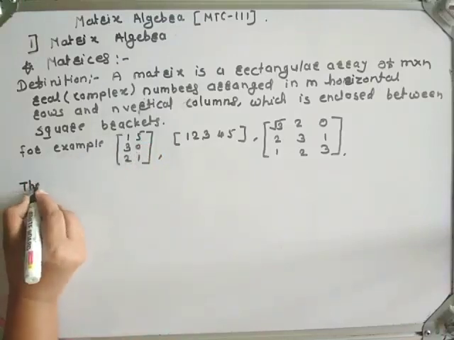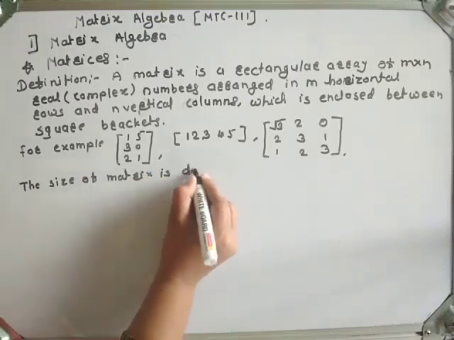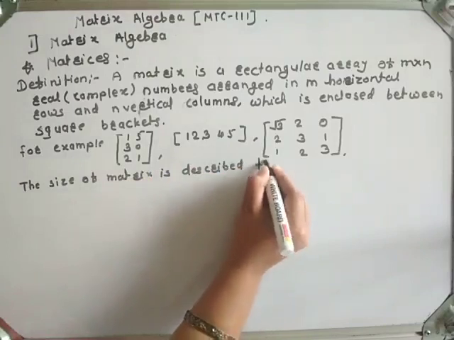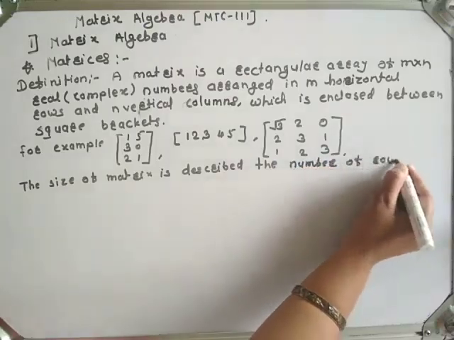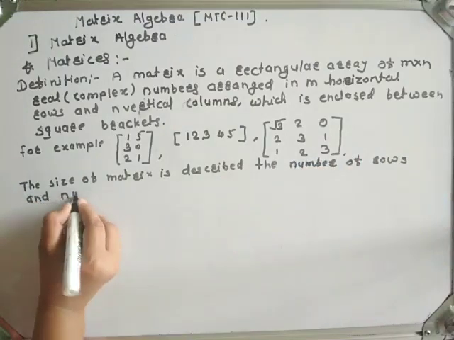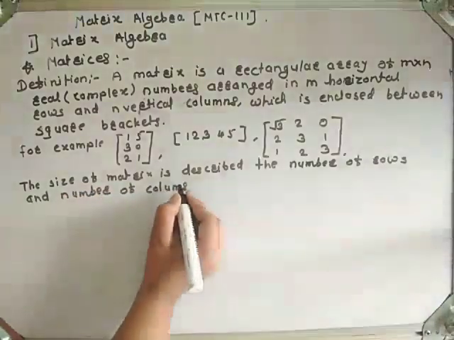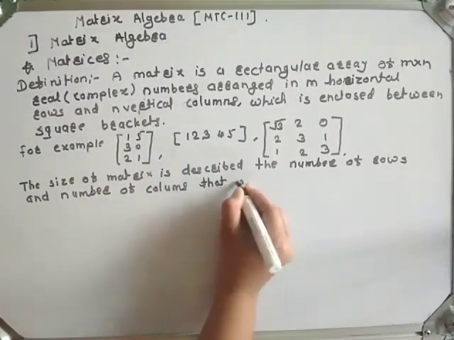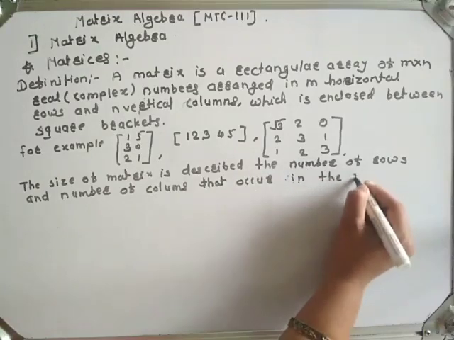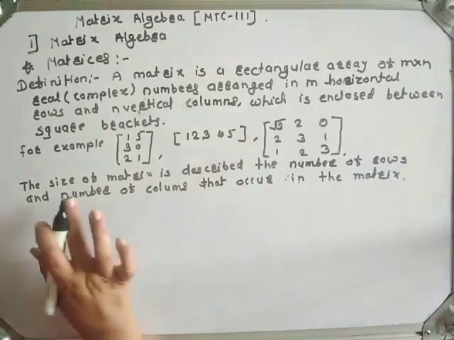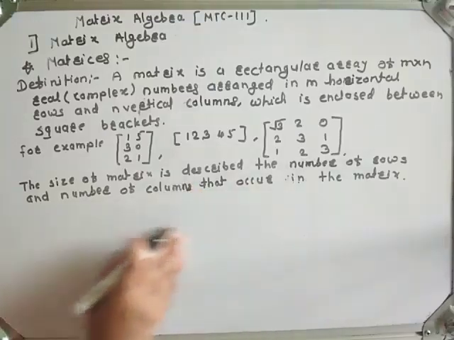The size of a matrix is described by the number of rows and number of columns that occur in the matrix.